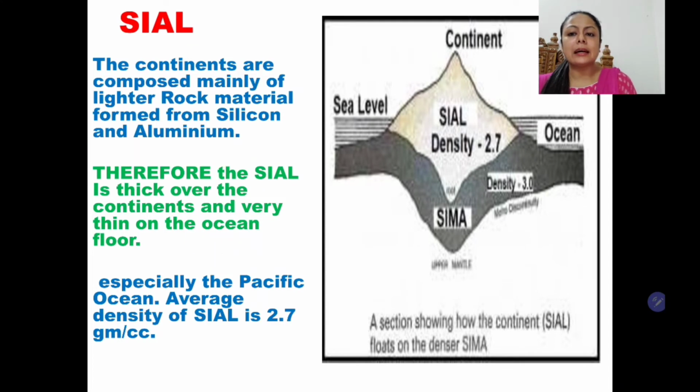The continents are composed mainly of lighter rocks, silicon and aluminium. Therefore, Sial is thick over continent and very thin over the ocean. So, Sial is thin over the ocean, whereas thick over the continents, because the part of Sial over continent is formed of lighter rock material. Now, especially the Pacific Ocean, over which the Sial is thin. The average density of Sial is 2.7 gram per cubic centimeter.